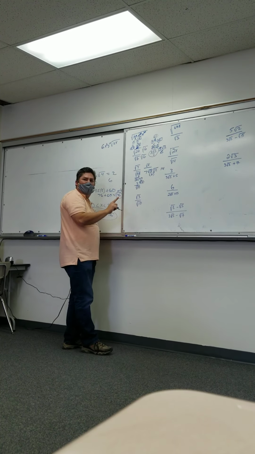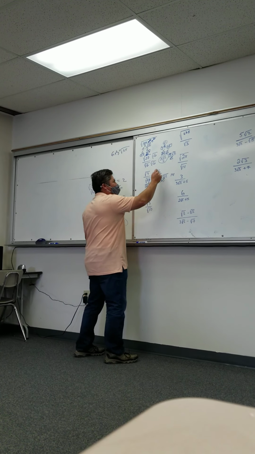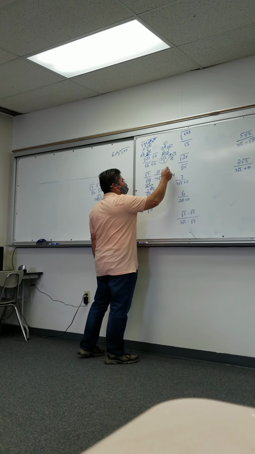But if I multiply the bottom by root of 2, this is where kids mess up. If you multiply the bottom by root of 2, you have to multiply the top by what? Root of 2. And that's where some kids mess up. So I multiply this by root of 2.